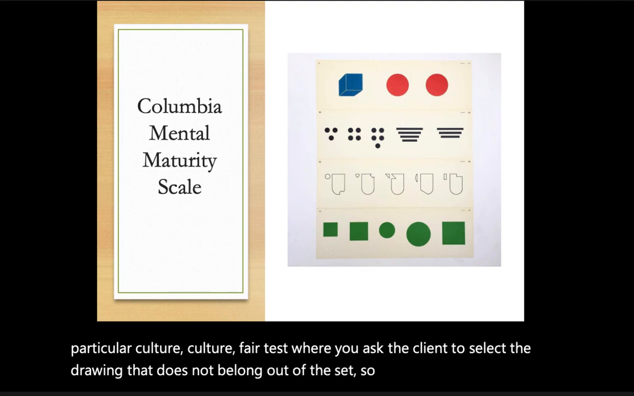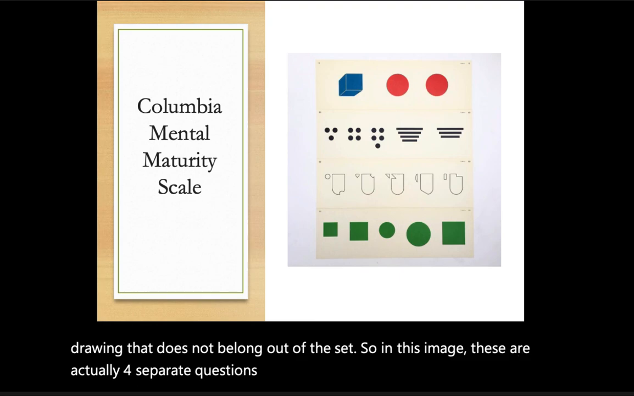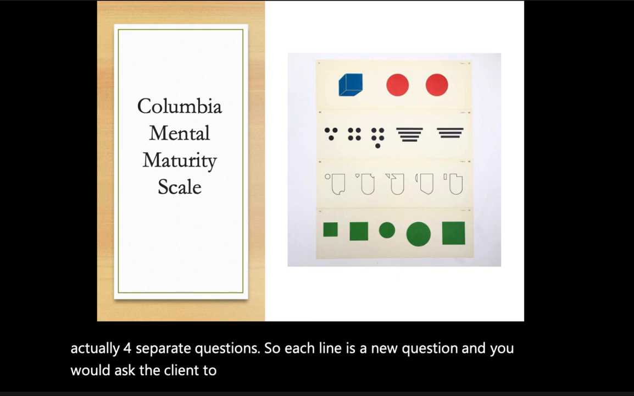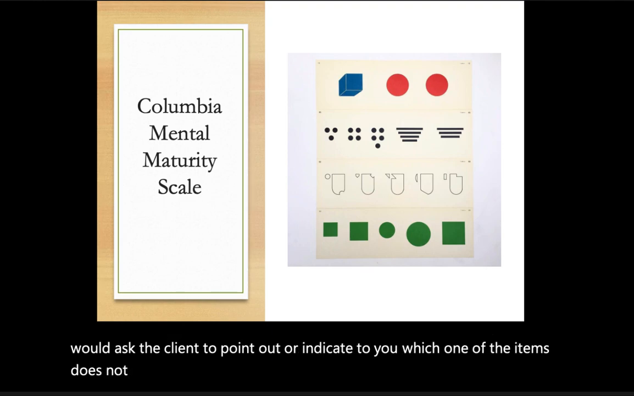So in this image, these are actually 4 separate questions. Each line is a new question, and you would ask the client to point out or indicate to you which one of the items does not belong with the others.